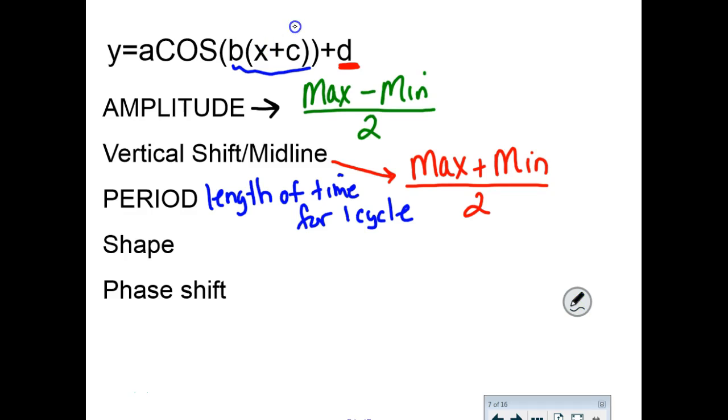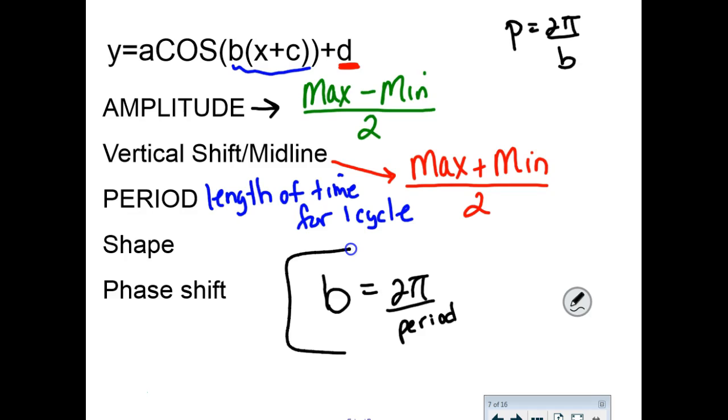All right, there's another formula I'd like you to write down, and that's for b. If you think about the formula for period, period is 2 pi divided by b, right? So if you rearrange that proportion and solve for b, you get that b is 2 pi divided by the period. Because of the nature of our questions today, we're going to have to be finding all of these things that we got to place into the equation.